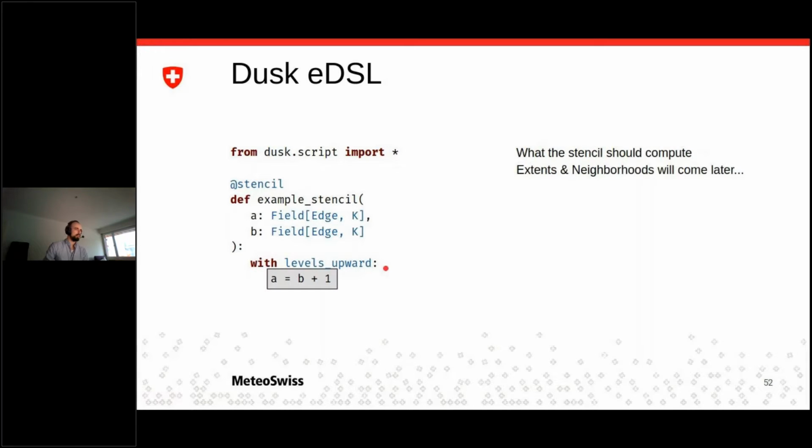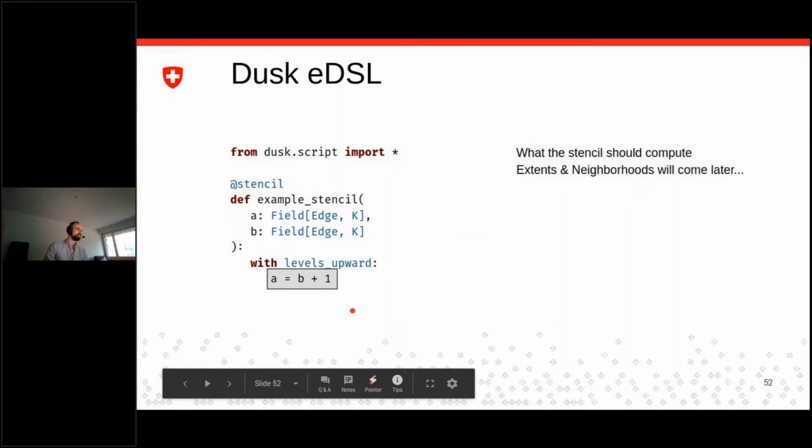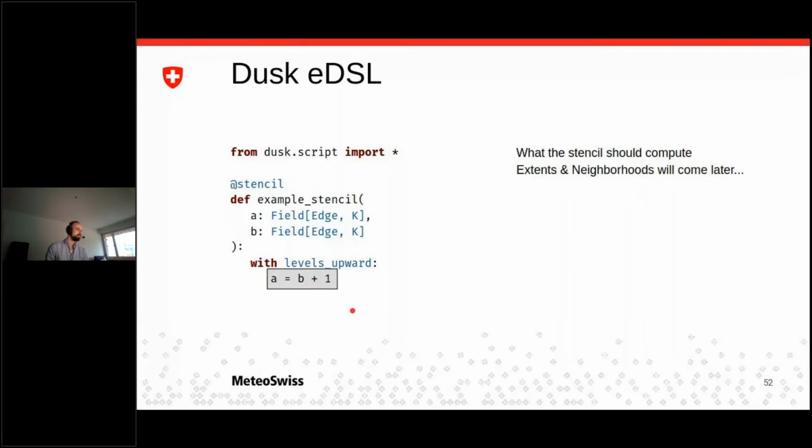And then the body, this is what we compute. So this is a very simple stencil. It's a pointwise stencil on two fields, A and B, and extents and neighborhoods will also come later. So for this introduction, there are quite a few forward references, but especially tomorrow, we will really learn a lot, and in depth, what all of these elements mean.